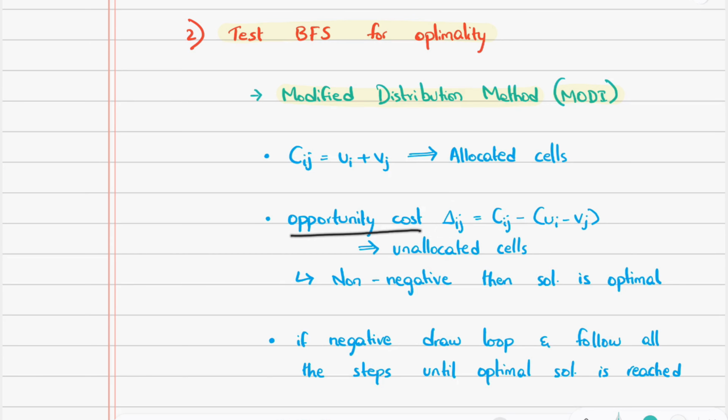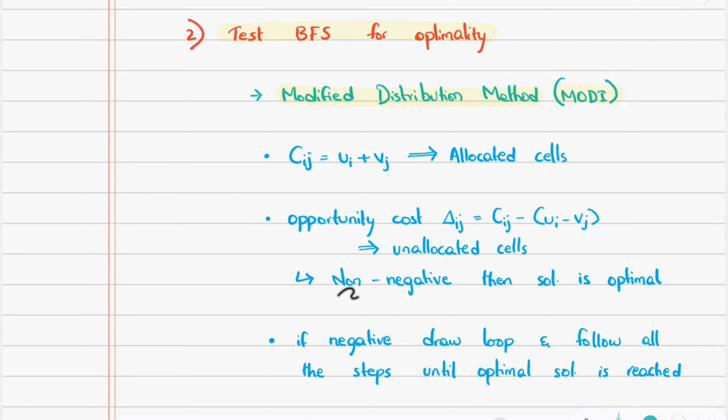What is an opportunity cost? See, this basically means we are trying to understand, is there anywhere we can reduce the transportation cost? Is there any opportunity for us? Can we look at the costs and feel like, oh, here if I allocate more, my transportation cost is being reduced. Right, this is what you are trying to understand. For all the unallocated cells, you are trying to understand if there is an opportunity to reduce these transportation costs.